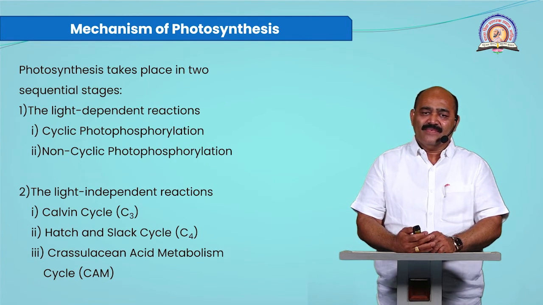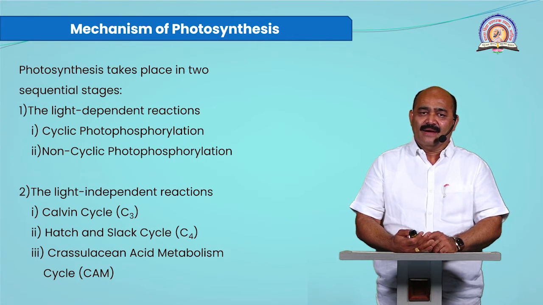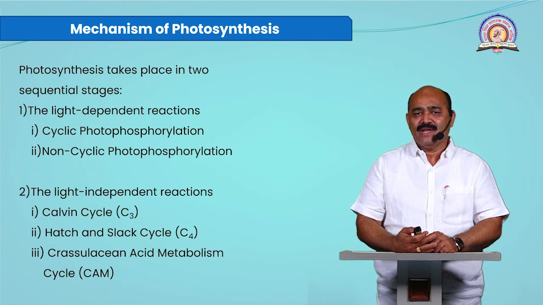The first time they found the first stable compound, it is a 4 carbon compound, something different than the Calvin cycle, and it is observed in sugarcane plants. That's why the cycle is known as the C4 cycle.